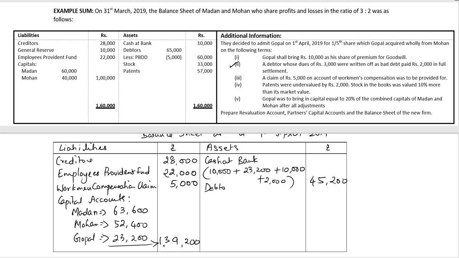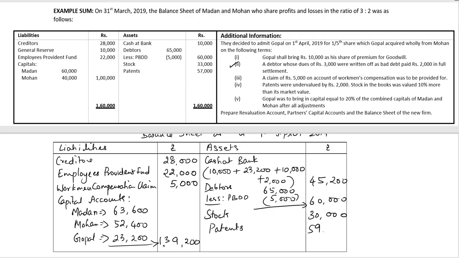Debtors, there is no change. Original figure 65,000 less provision 5,000 rupees. Outer column 60,000. Stock, we found out that the correct value of stock was 30,000 rupees. Patents, it says patents were undervalued by rupees 2,000, so the correct value is 59,000 for patents.